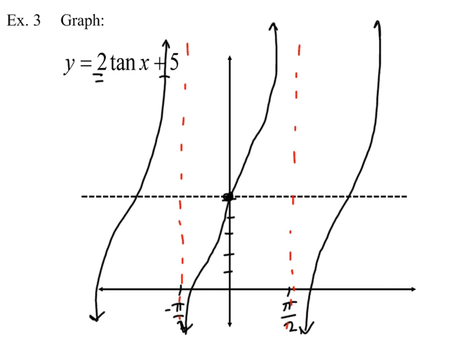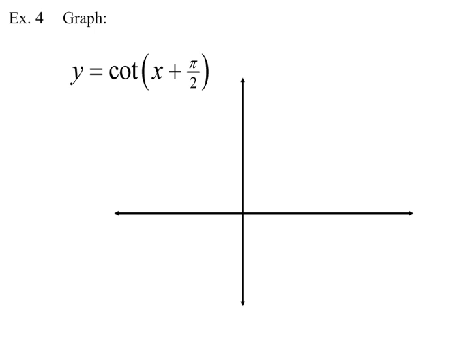All right, let's look at one more of these tangent and cotangent curves. So y equals the cotangent of x plus pi over 2. Okay, notice, no vertical shift, so your x-axis will be that same axis. No vertical stretch, so we don't have to worry about that. This is going to give us some kind of horizontal shift.